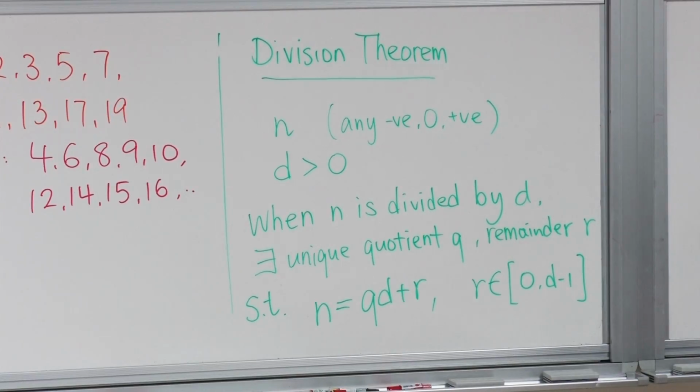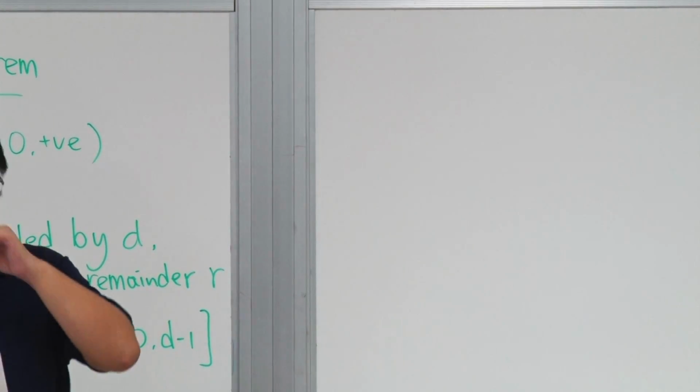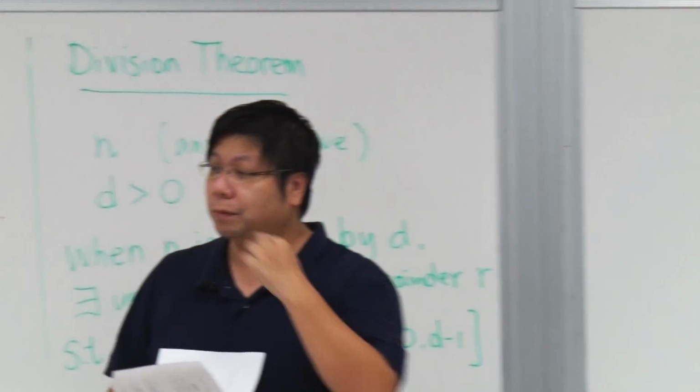So this is so simple, right? Yeah, we all know. But how do we prove it? How would one prove this? When 5 is divided by 3, the quotient will be 1 and the remainder will be 2, right? According to this definition. So when minus 5 is divided by 3, what will happen? What will be the quotient and what will be the remainder?